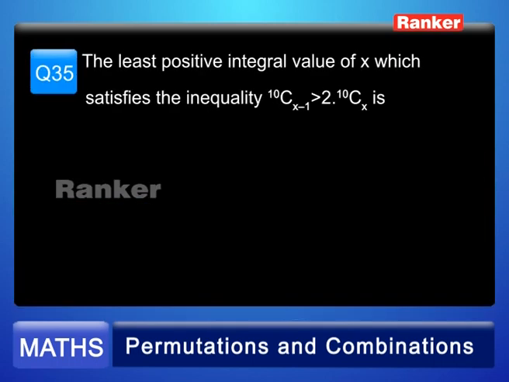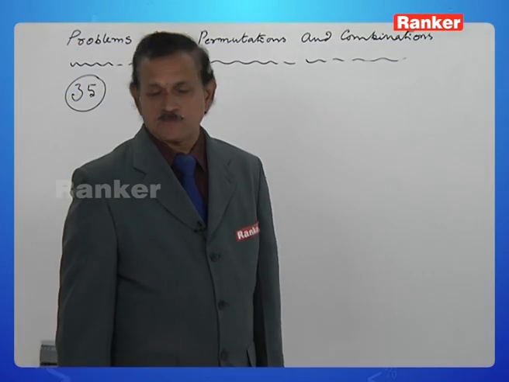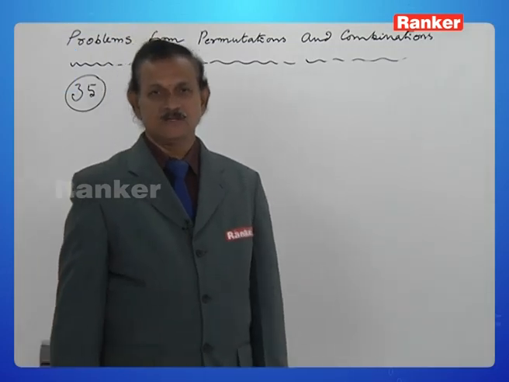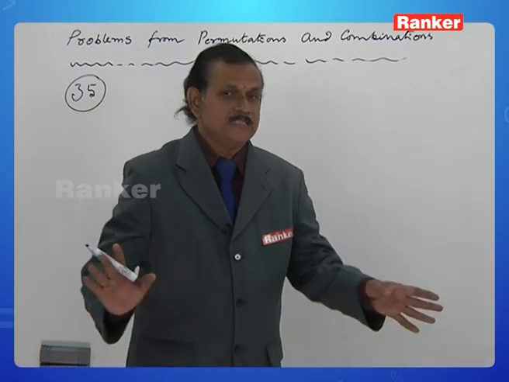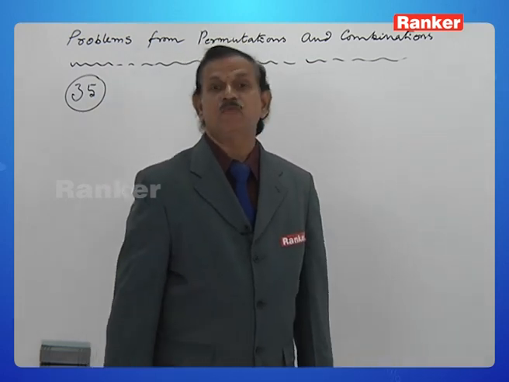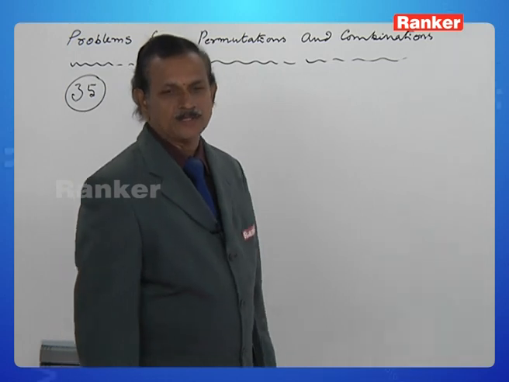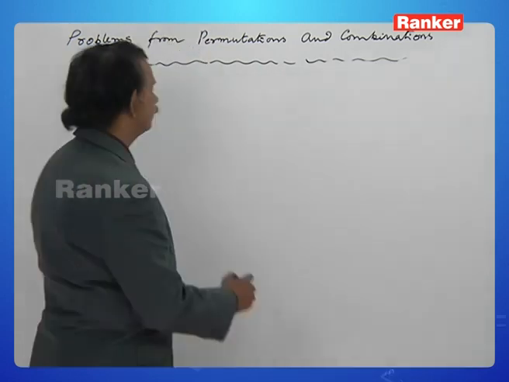The immediate question before us is question number 35. The least positive integral value of x which satisfies the inequality 10Cx minus 1 is greater than 2 into 10Cx is. X is positive, of course. He has given us the restriction, and the least such x that can satisfy the given inequality. What is the given inequality?